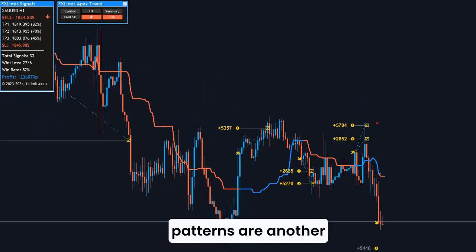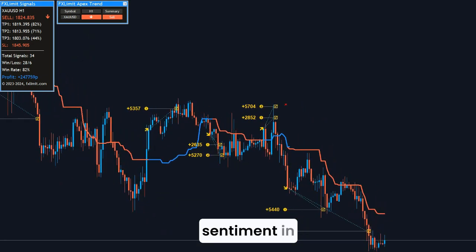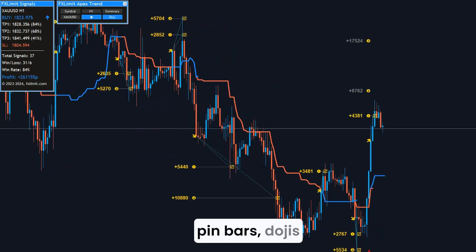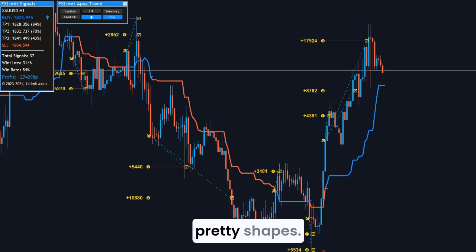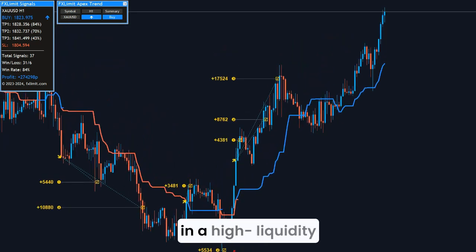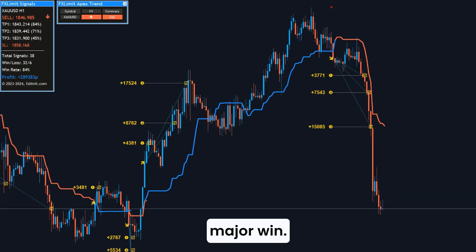Candlestick patterns are another powerful tool. These visual cues can tell you stories about market sentiment in just a few seconds. Bullish engulfing, pin bars, dojis. They're not just pretty shapes. A well-placed engulfing candle on a key support zone in a high-liquidity pair can mean the difference between a minor loss and a major win.